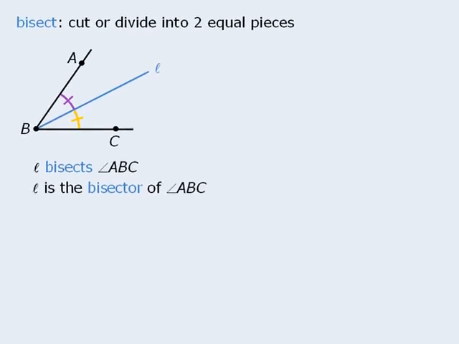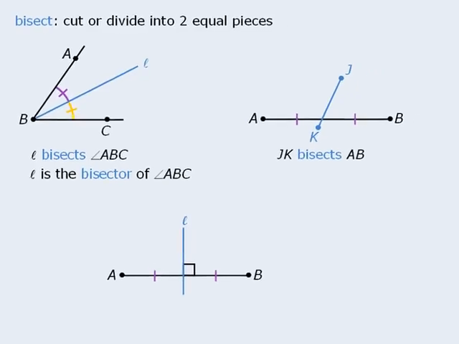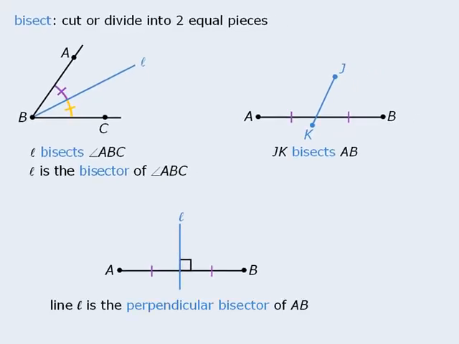We can also use the word bisect in a different way. If a line divides a line segment into two equal lengths, then that line bisects the line segment. Finally, if a line divides a line segment into two equal pieces, and that line is perpendicular to the line segment, then that line is called a perpendicular bisector.